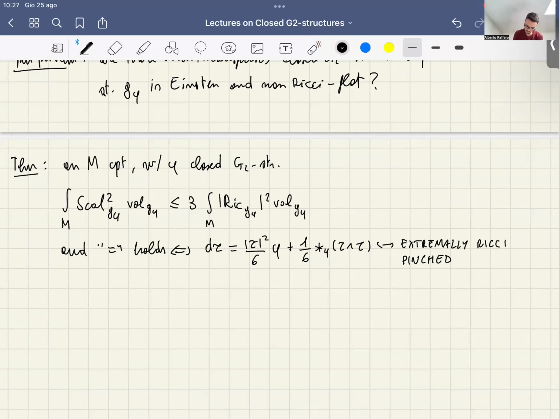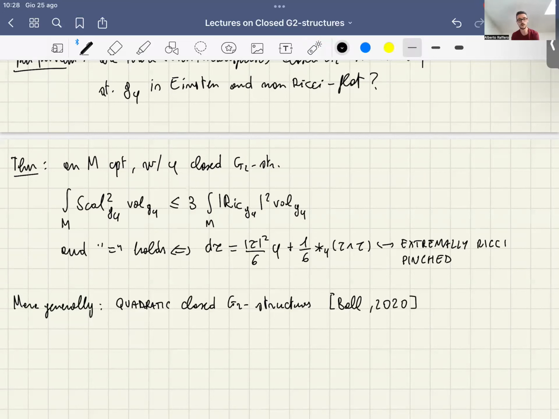And if you have a look, so more generally, you can talk about quadratic closed G2 structures. And if you have a look on the arXiv, you will find a paper by Ball written in 2020, where he studies in depth this condition here, gives many examples of extremely Ricci pinched closed G2 structures, and so on. So if you're interested in this aspect, you may refer to that paper.